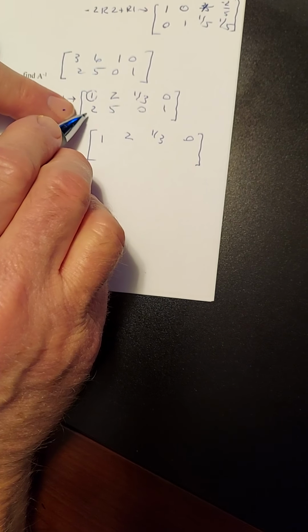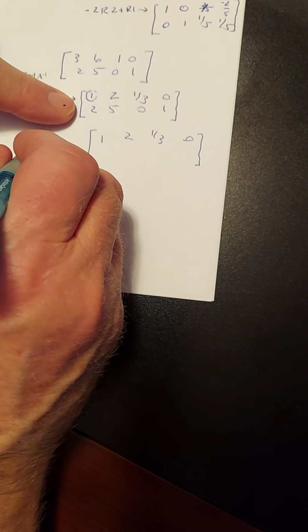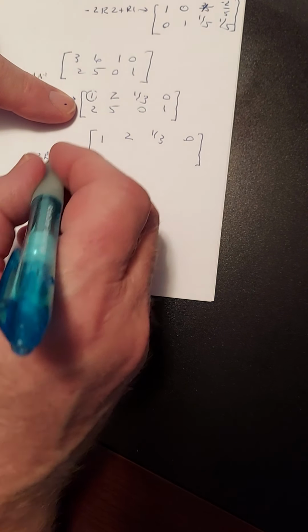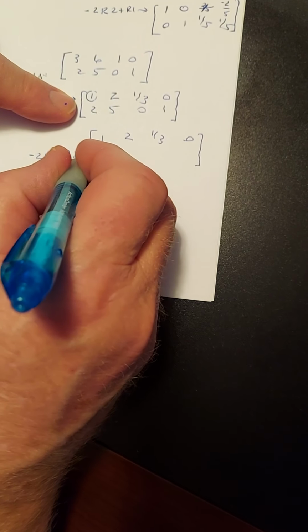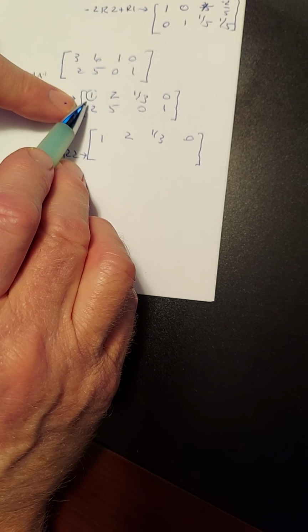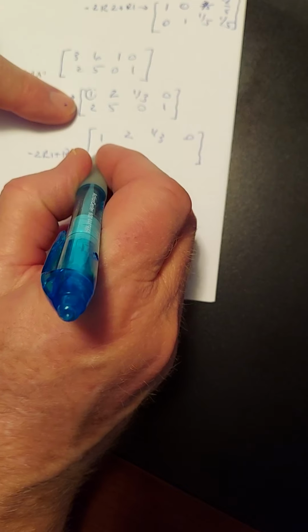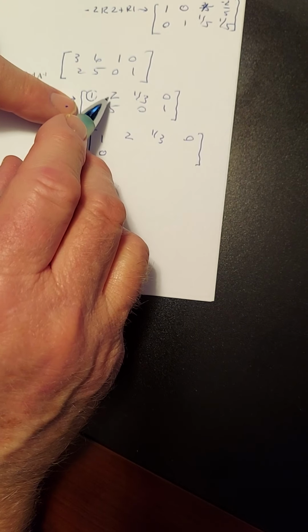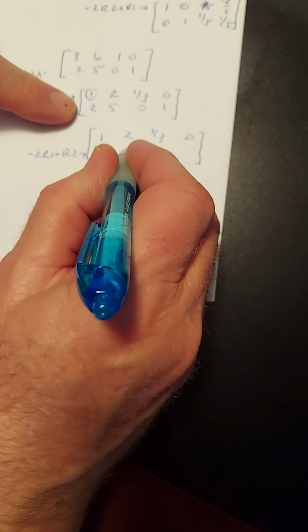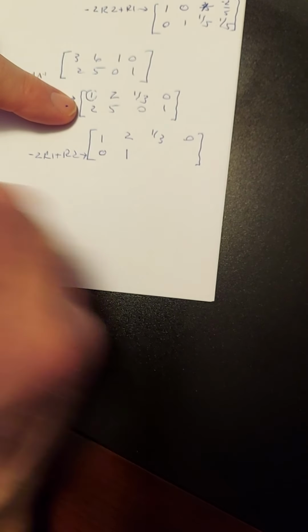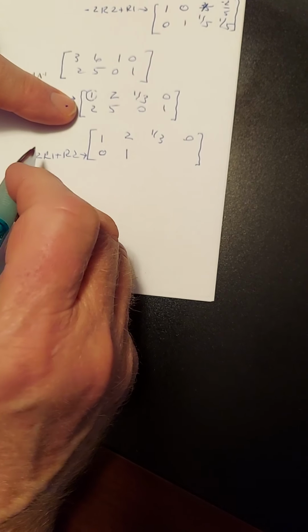To get a 0 here, I'm going to multiply by -2. That's -2 times row 1 plus row 2. So -2 times 1 is -2 plus 2 is 0. We knew we were going to get that. -2 times 2 is -4. -4 plus 5 is 1. That's nice. Not only do we get a 0, we got a 1 there. That would be my next step.